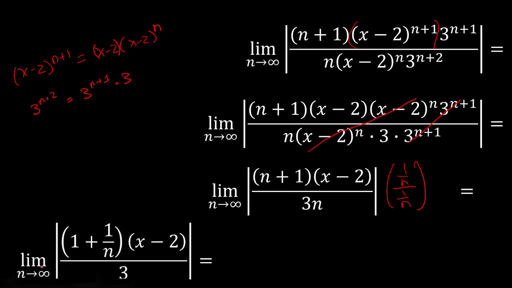And now we can finally go ahead and apply this limit as n approaches infinity. So this 1 to the n term is just going to go to 0, and that's really the only thing I needed to apply there. So that we end up here with the absolute value of the quantity x minus 2 over 3.